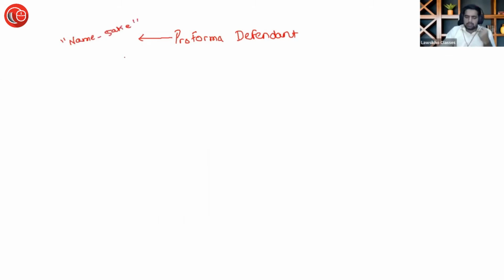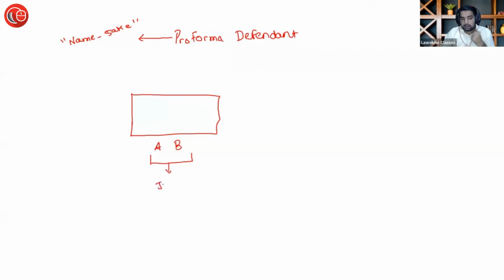अब ये कब हो सकता है? When can this happen? Suppose there is this property. This property belongs to A and B. They both are joint owners. Fine, they both are joint owners. Now what happens? There is this C. He comes in and he kicks both A and B. He kicks both of them out. उनको धक्के मार के निकाल देता है.